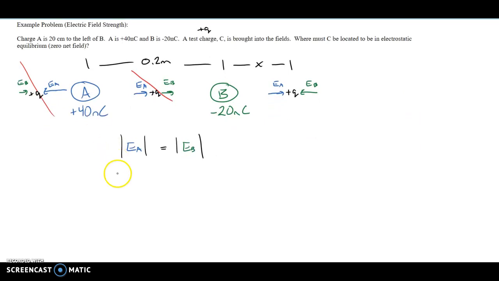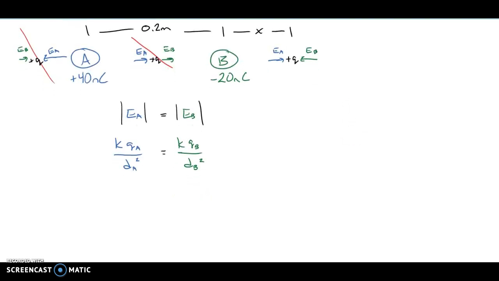And our field strength equation is k, q of the source, which on the left side is A, over the distance to the source. We'll call that the distance to A. And on the right, you have k, the charge of the source, in this case B, over the distance to B squared. And right there, I know k is always going to cancel. That will happen in every problem. I can plug in the values I know.